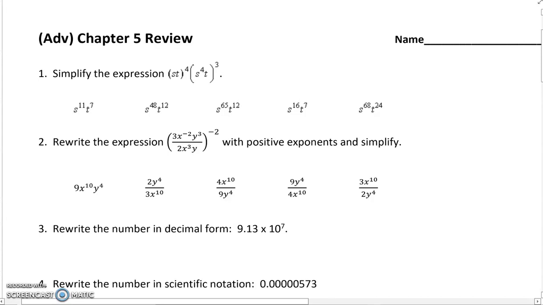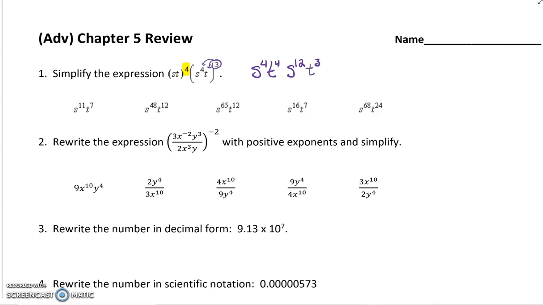This 4 outside of the parentheses needs to be applied to everything inside that set of parentheses. So that is s to the 4th, t to the 4th. And then this 3 has to be applied to all of the stuff inside that parentheses. So that would give us s to the 12th, you'd multiply those, and t to the 3rd.